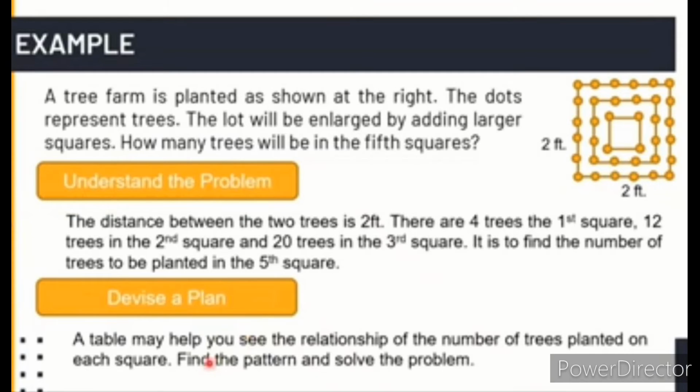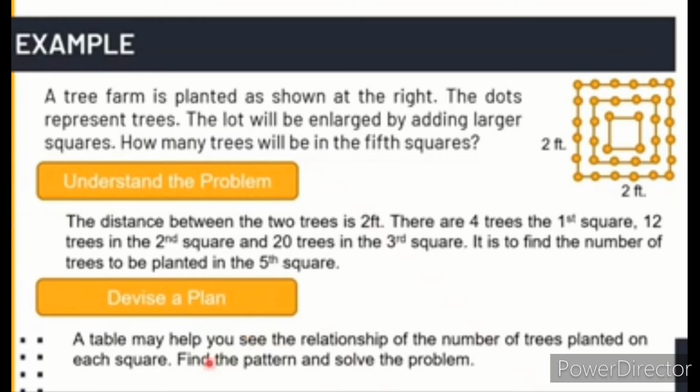And now let's have an example. The tree farm is planted as shown at the right. The dots represent trees. The lot will be enlarged by adding larger squares. How many trees will be in the fifth square?